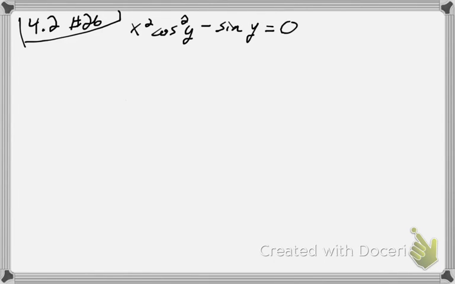Okay, so number 26 on 4.2. The first thing that I'm going to do is try to remember that cosine squared y is the same as cosine of y, squared. So when I derive that, it's going to be a chain rule problem. And this is also a product right here.